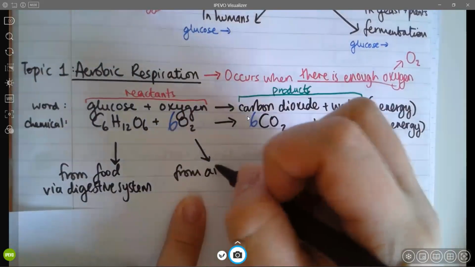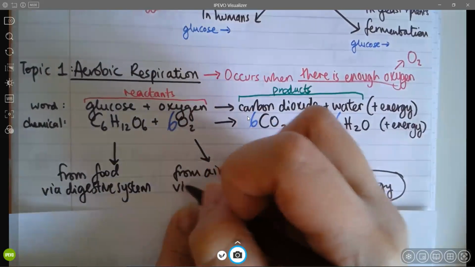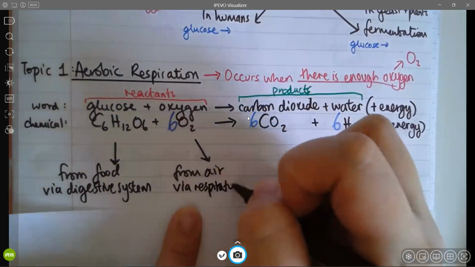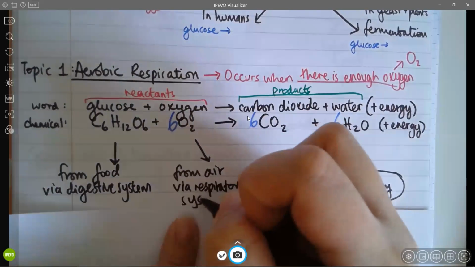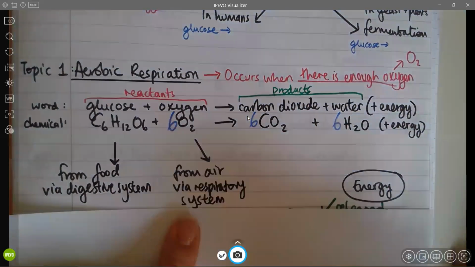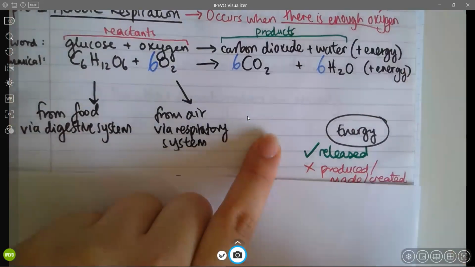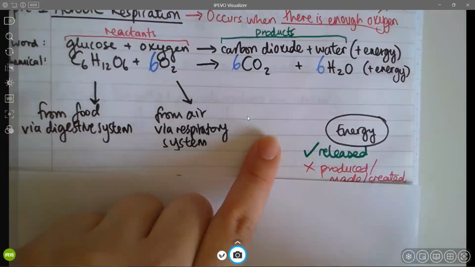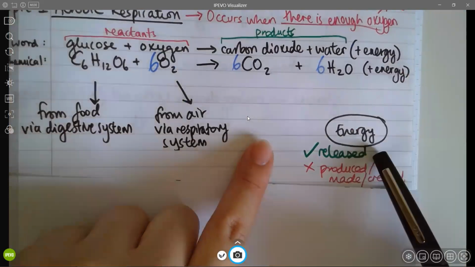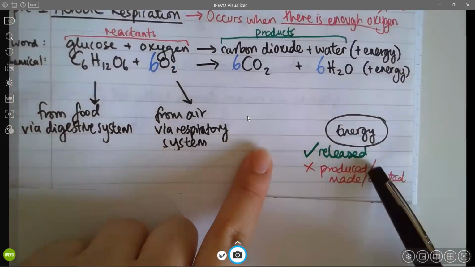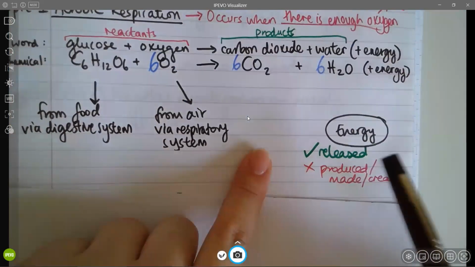Oxygen is from the air and it travels via the respiratory system to our cells. And finally, I have written here, energy. Really important, the language you use to make sure that you get those marks in your GCSEs. Energy is released. We never say energy is produced or made or created, it's always released.